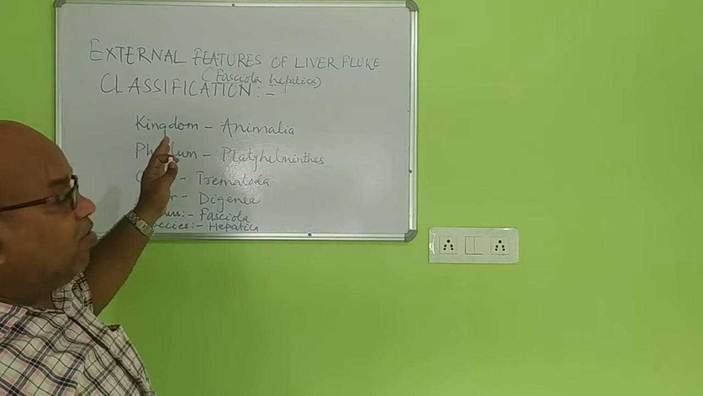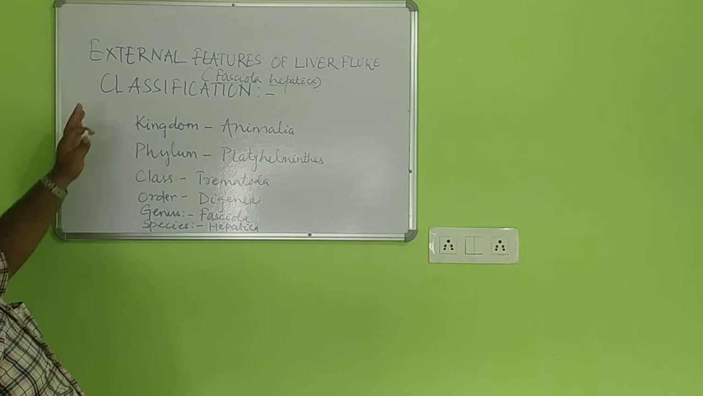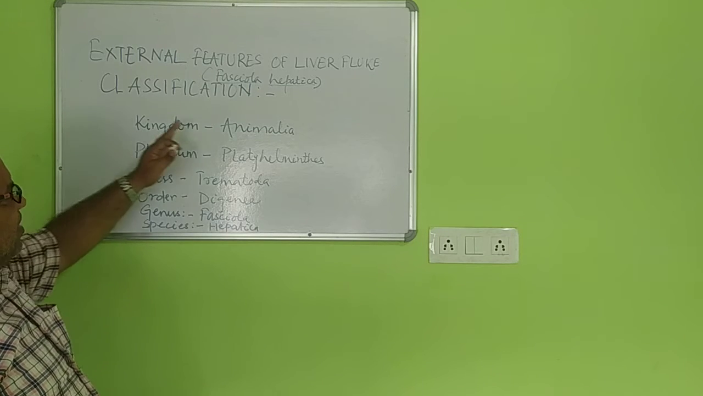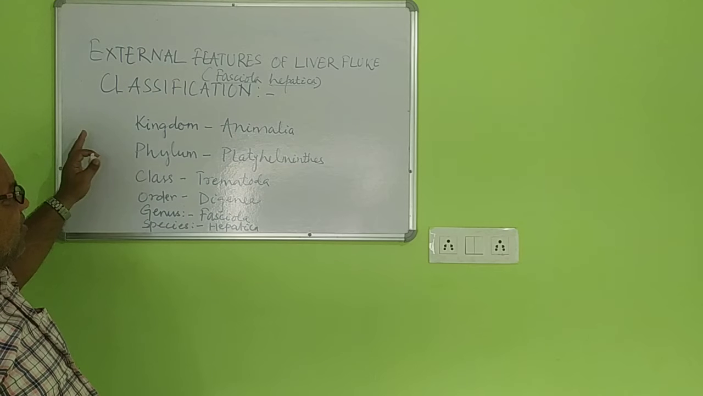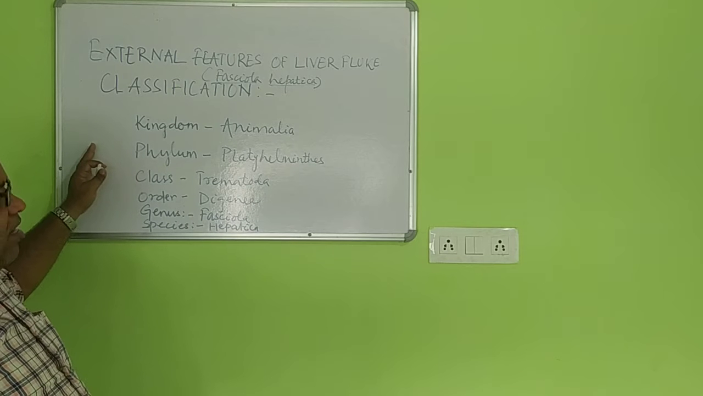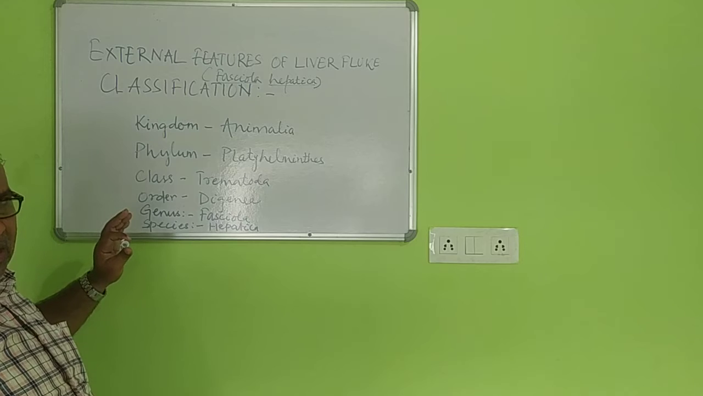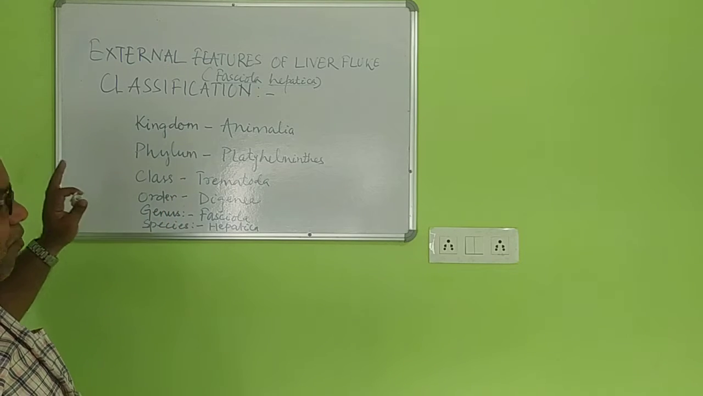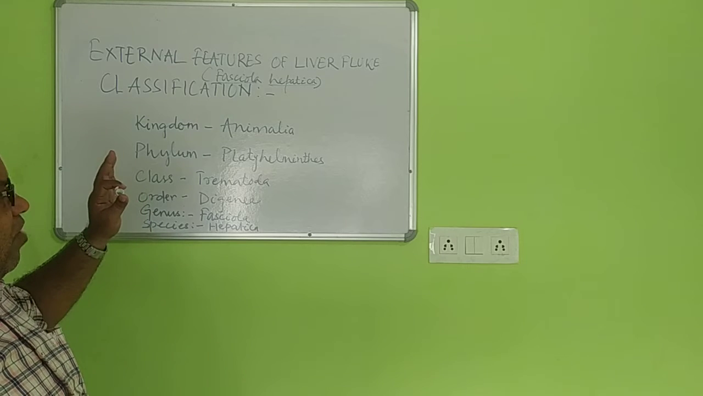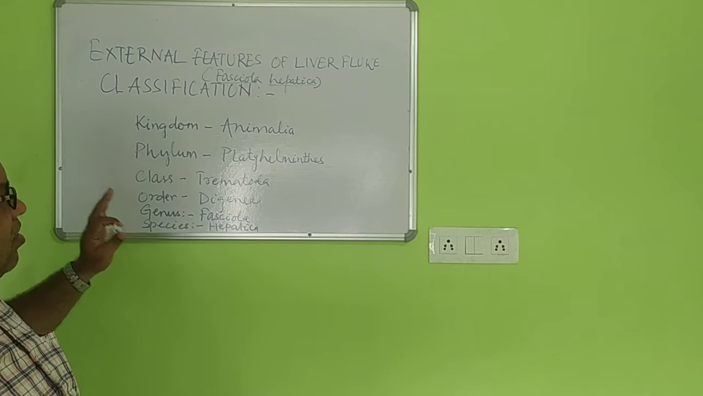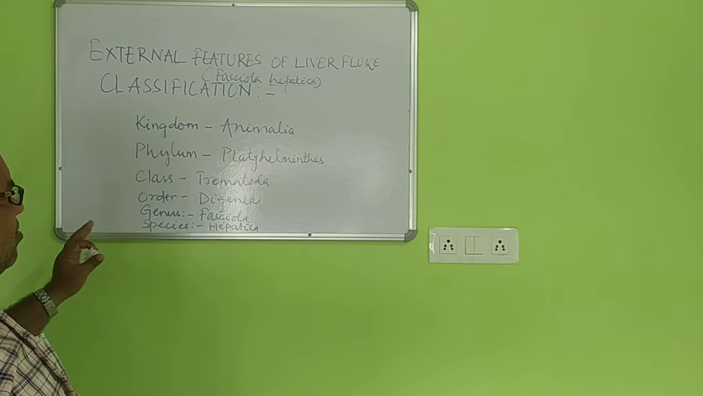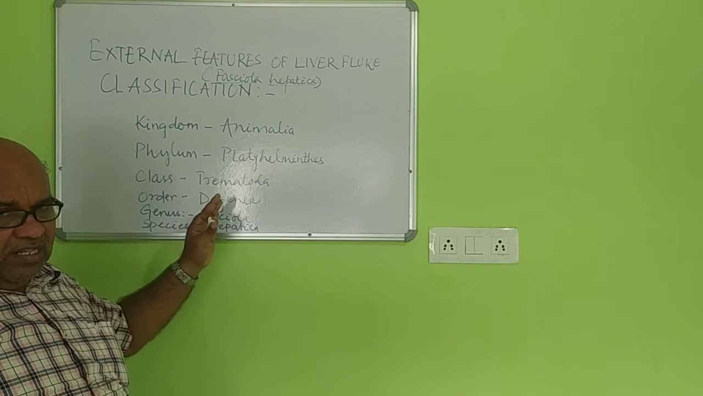Before explaining the external features of this animal, first you should know the classification. First, the kingdom is Animalia, because this animal possesses animal cells in its body. Those cells have no cell wall, no plastids, no larger vacuoles. Centrioles must be present near the nucleus.